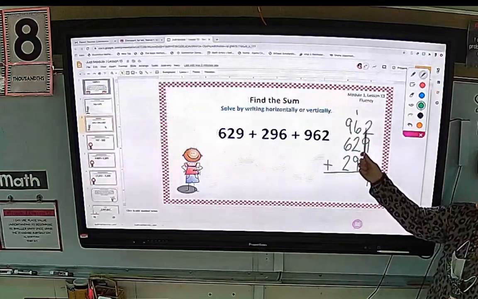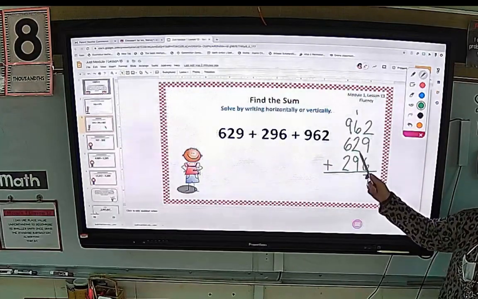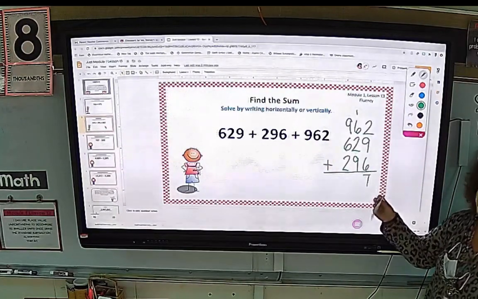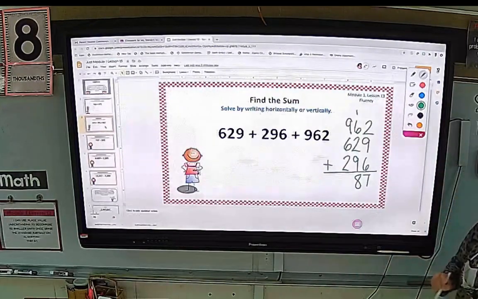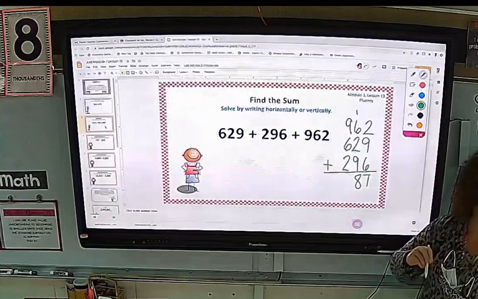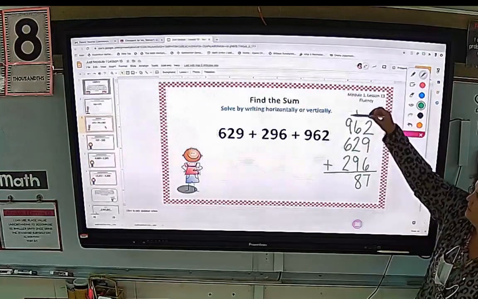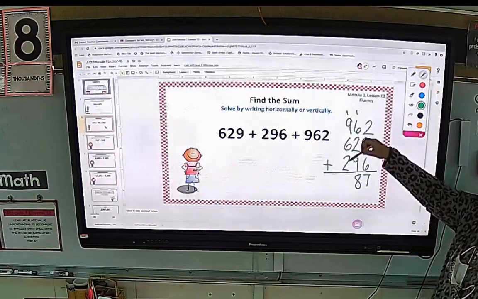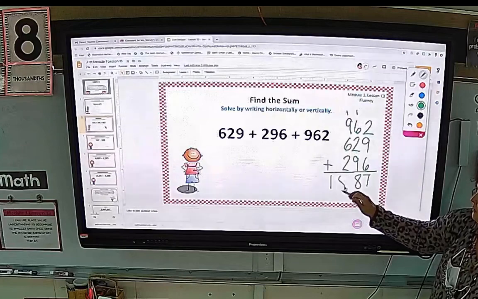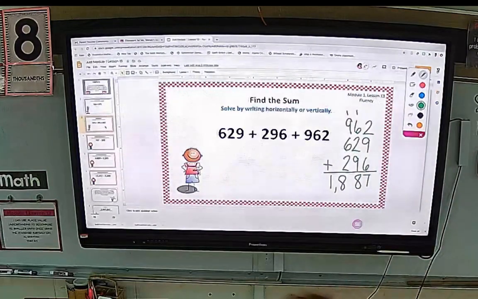So now we've got 1 and 6 and 2 and 9. So 7, 8, 9. 9 and 9 is 18. Okay, I put down the ones place of the 18 and I carry the 10. That makes 10 plus 6 more is 16, 17, 18. 1,887. Who got that? Several of you did.